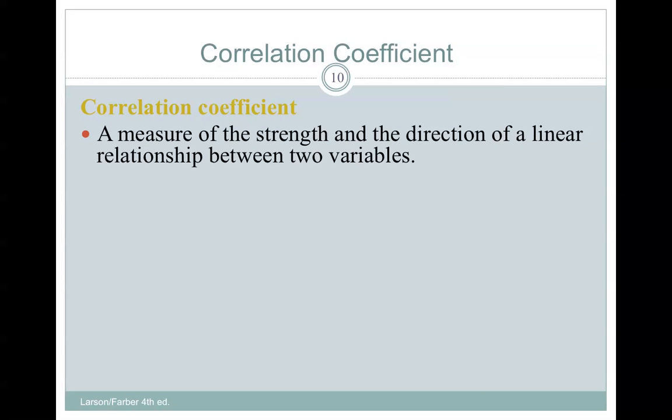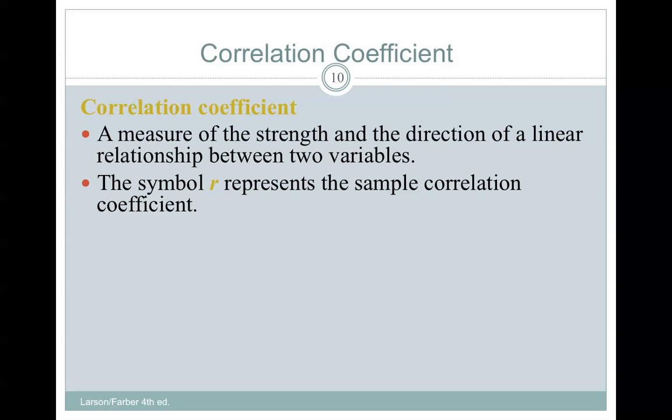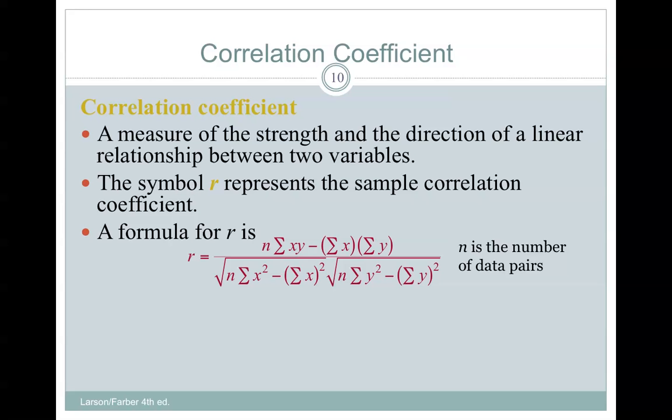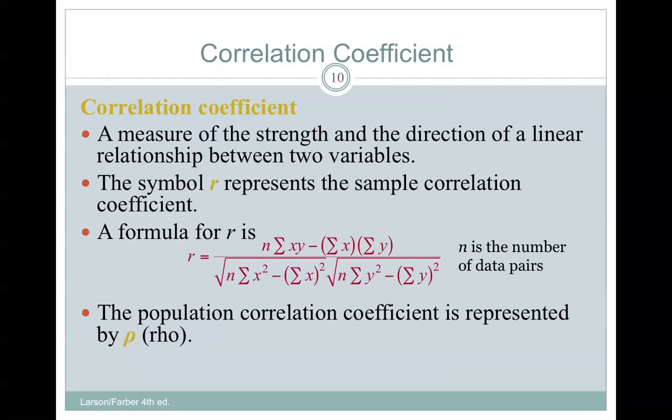So, correlation coefficient is a measure of the strength and direction of a linear relationship between two variables. The symbol R represents the sample correlation coefficient. This is the formula for calculating R. We will not do that in this course. We are going to use Excel to calculate that for us. The population correlation coefficient is represented by rho.